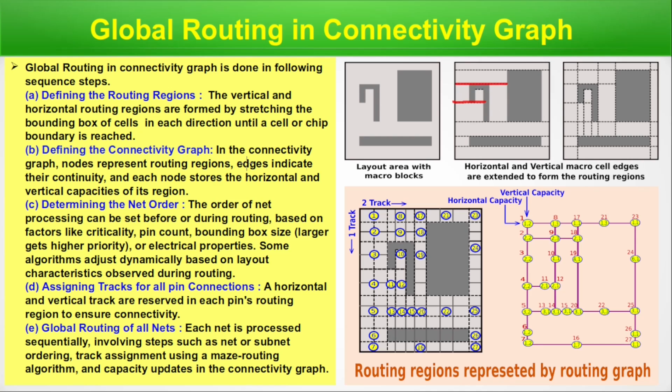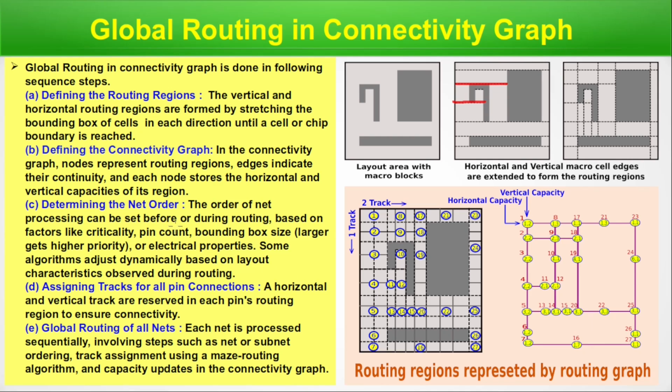Defining the connectivity graph. In a connectivity graph, nodes represent routing regions, edges indicate their continuity, and each node stores the horizontal and vertical capacities of its region. So in this way, horizontal and vertical macro cell edges are extended to form the routing region. So the routing region is defined. Now the routing region is represented by a routing graph. This is the same design, the same layout actually, and now it's converted into a graph, and the vertical and horizontal capacities are mentioned with the nodes. So each node stores the horizontal and vertical capacities of its region. This way it's represented as a routing graph.